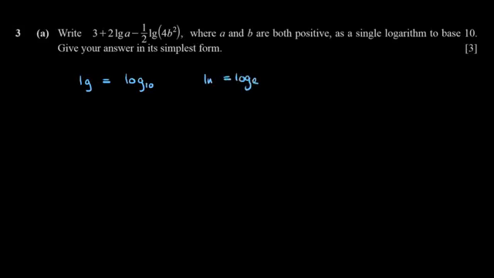It's just shorthand notation. So we can already see that this thing here, log a, and this thing here, the log 4b squared, is already written as a logarithm with base 10. So the only thing that isn't written as a logarithm base 10 is this 3 here.